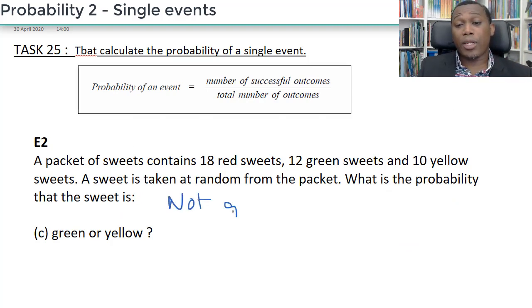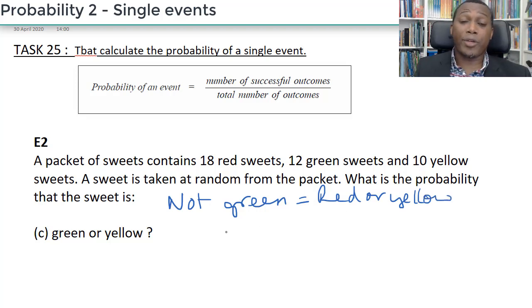When we said not green, what we realized was that was red or yellow. So red or yellow is what not green meant. Now we want green or yellow. We can just visualize it again. We have the red, we have the green, and I have my beautiful yellow. Yeah, don't start me on that yellow again. We talked about that already, didn't we?